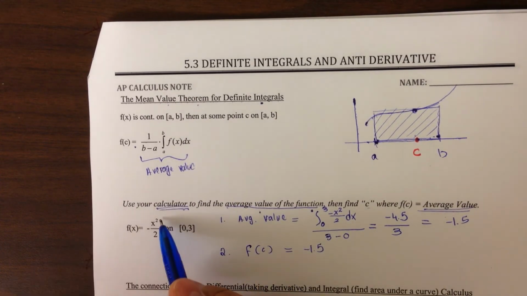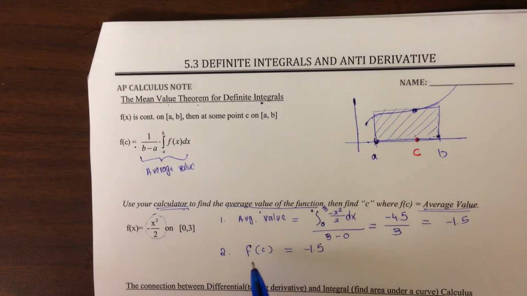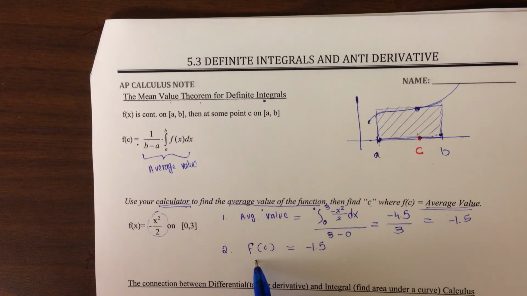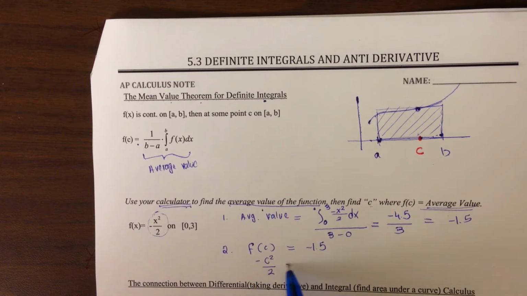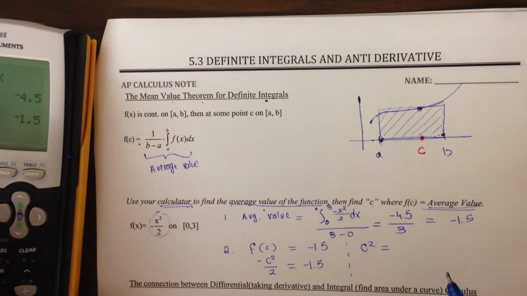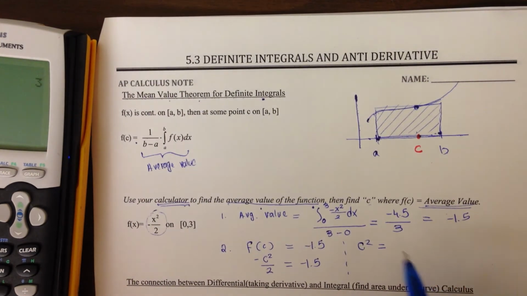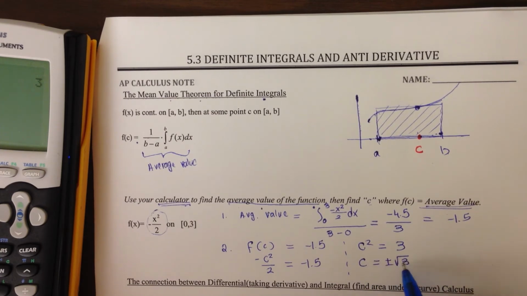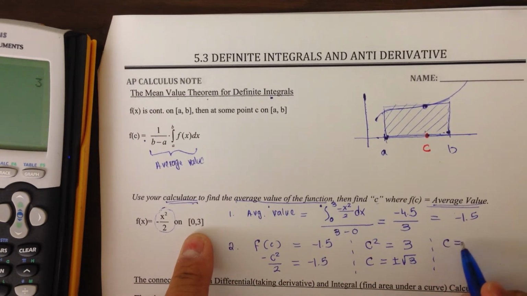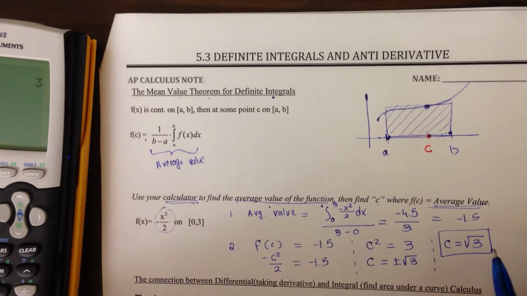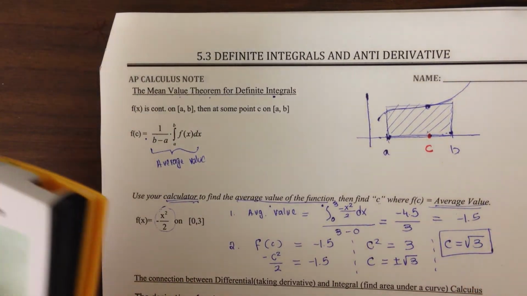So we replace this for our f of c, so that's negative c squared over 2 equals negative 1.5. Multiply both sides by negative 2, you want to get rid of that. So c squared is equal to 2 times 1.5, which gives us 3. So c is going to be plus or minus root 3, right? And because negative root 3 is not in our domain, we only count root 3. So f at root 3 is also negative 1.5.